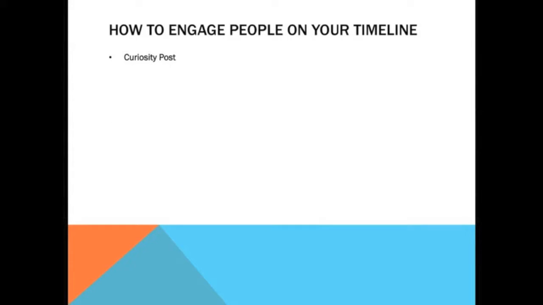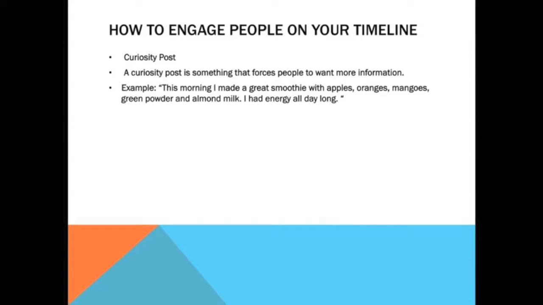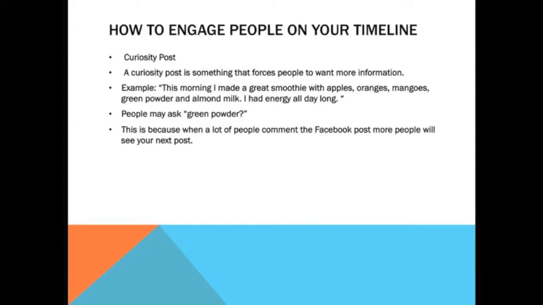Okay, so how to engage with people on your timeline? You're going to do a curiosity post. A curiosity post is going to force people to want more information. So that could be, hey, this morning I had a great smoothie with apples, oranges, green powder, and almond milk. I had energy all day. And then people are going to ask, what is that green powder, right? And then at that point, it gives you a way where you can talk about the benefits of that green powder that might be affiliated with your company, okay? That's the way you want to get people to engage with you so it doesn't seem like you're selling something. People are curious, so you answer their question.